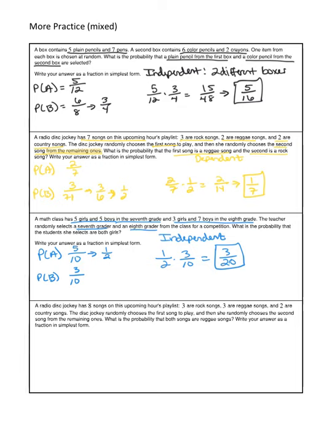Now, she has a decent chance of choosing a girl from the 7th grade. She has a 1 out of 2. Half the kids are girls. Last practice.